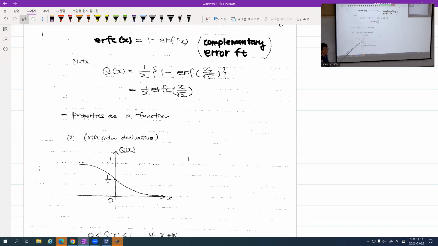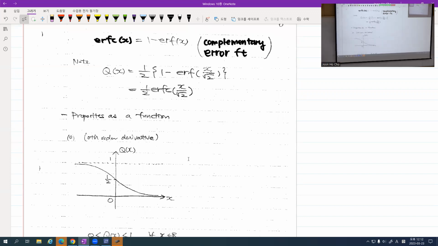Now, let's see some properties of the Q function because it's so important. And whenever I see it, I really smile because when I was taking the college entrance exam, this figure appeared in one of the multiple choice problems.